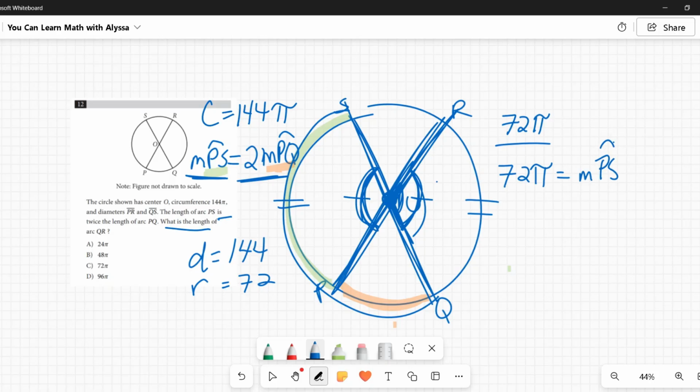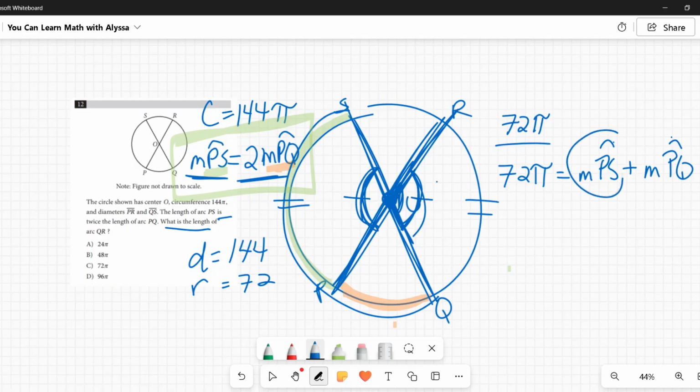PS plus the measure of PQ, those together. Okay, well, how can I solve this? I can solve this because I know over here, the measure of PS is 2 times the measure of PQ.